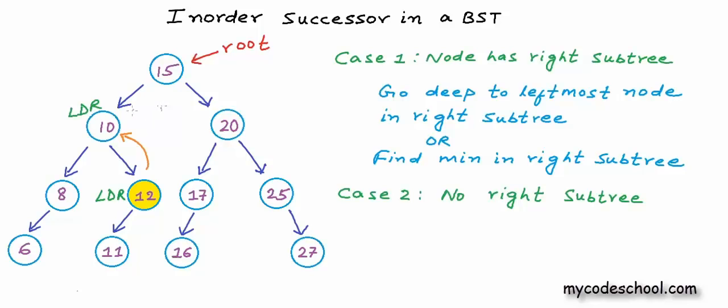Now the recursion will roll back further and we need to go to parent of 10. And now we are going to 15 from left, so this guy is unvisited. So we can visit this node and this is my successor.